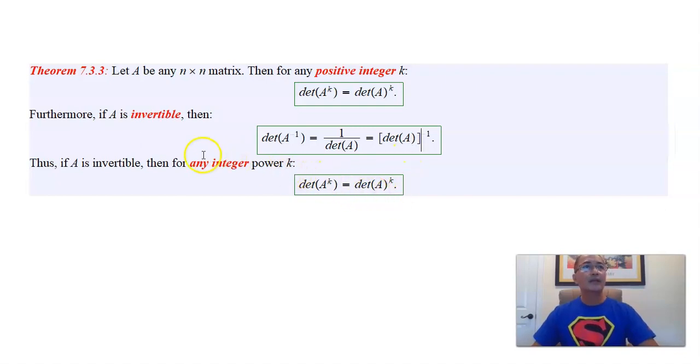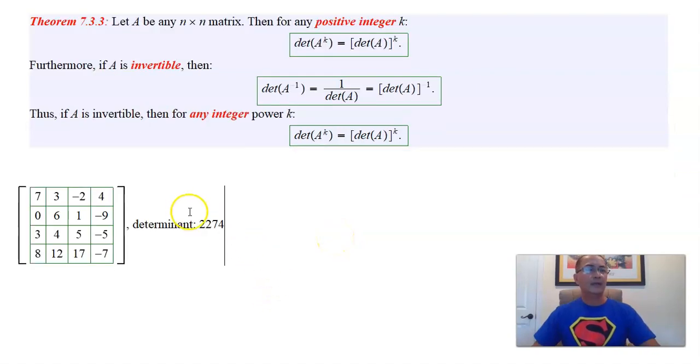Okay? So this tells us that if you have an invertible matrix, then the first property now generalizes. So maybe we shall also put brackets over there. So this time, if k is any integer power, then the determinant of A to the power k must be the same as the determinant of A, quantity raised to the power k. Okay, so let's just illustrate this second property. This is not very obvious.